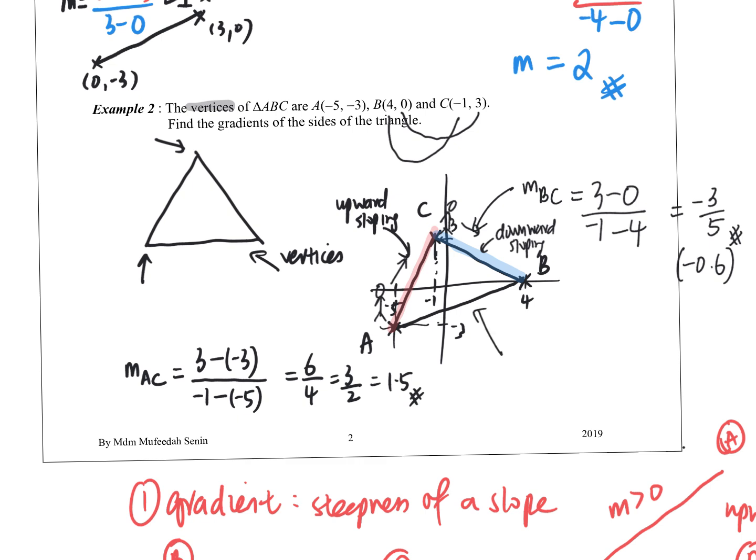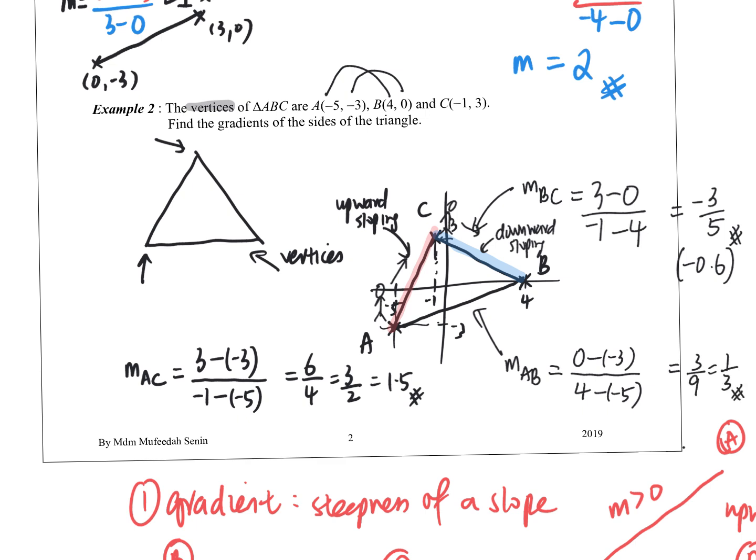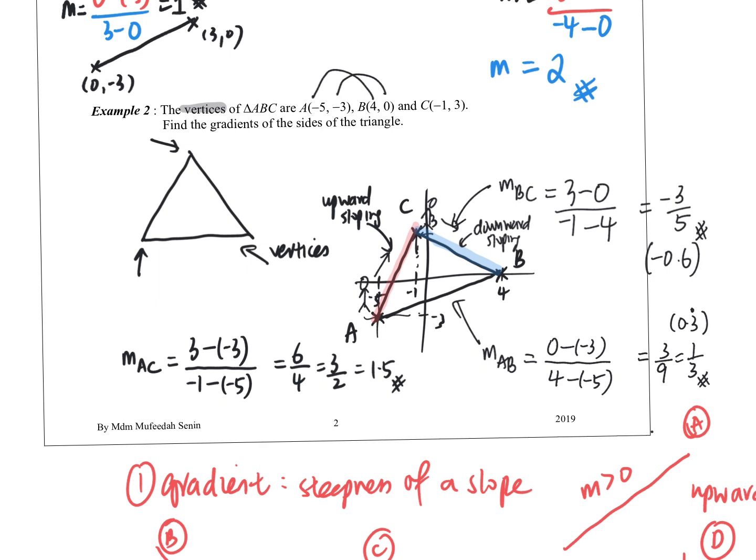Okay, the very last one is gradient of AB. So we go back to the last 2 points. A and B. So Y2 minus Y1, 0 minus 3. Then X2 minus X1, so 4 minus negative 5. You will get 3 over 9, which is 1/3. If you don't like, you can write 0.3 with a dot on top. Okay, so gradient is 1/3. So these are the 3 gradients they want you to calculate. Okay, note that down. Make sure you know how to calculate gradient.